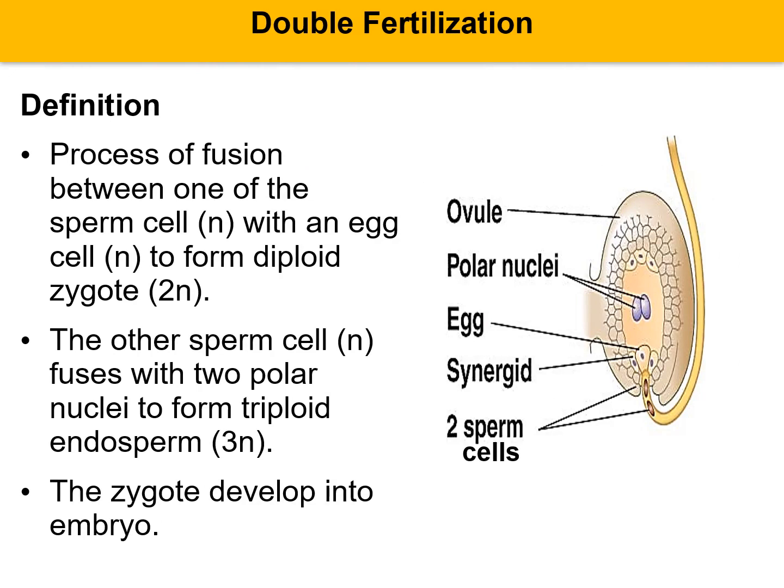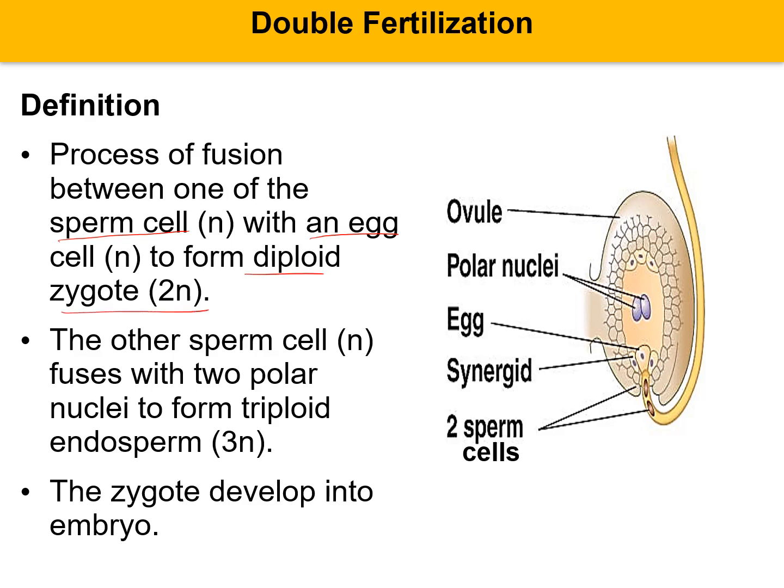Flowering plants undergo double fertilization. So what is double fertilization? It is a process of fusion between one of the sperm cells. Ingat tadi, generative cell divide by mitosis to produce two sperm cells. So one of the sperm cell will fuse with an egg. It will form diploid zygote.